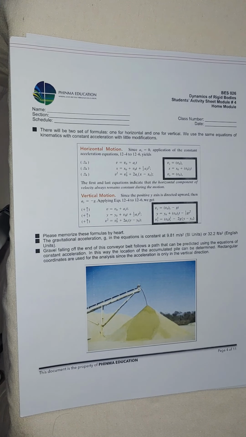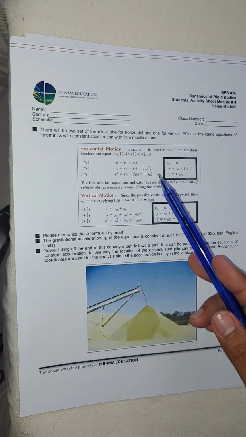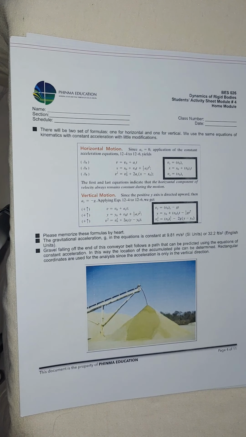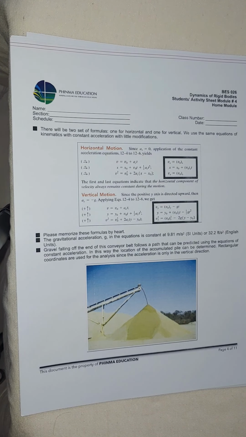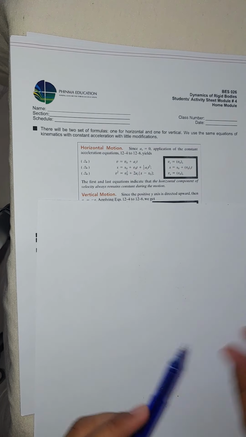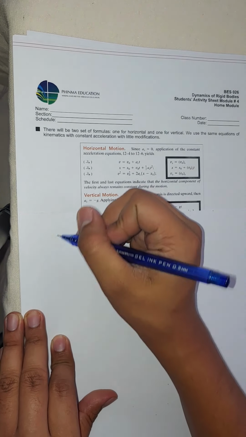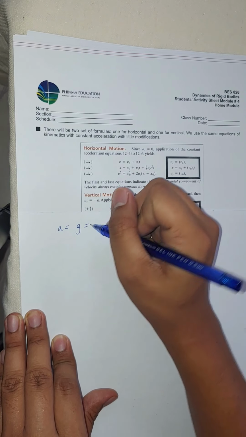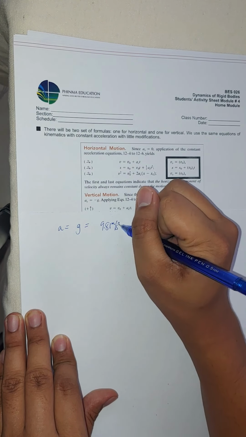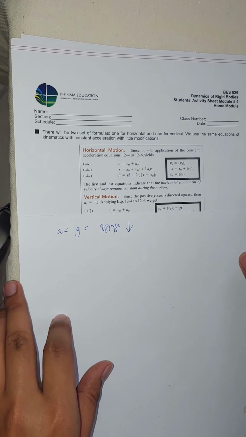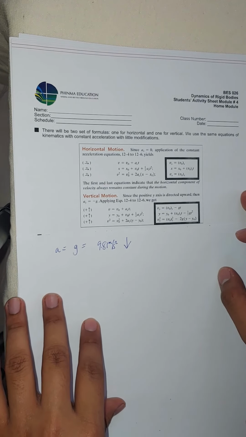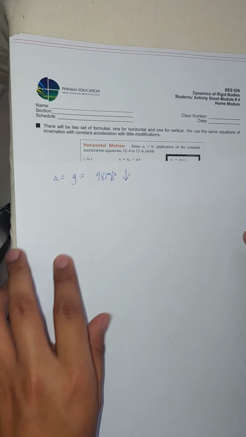So there will be two sets of formulas. The acceleration is the acceleration due to gravity, and the acceleration due to gravity is always constant. It doesn't change through time. The gravitational acceleration will still be 9.81 meters per second squared, always downward. Therefore, we can apply the constant acceleration equations from our previous topics to this topic on projectile.